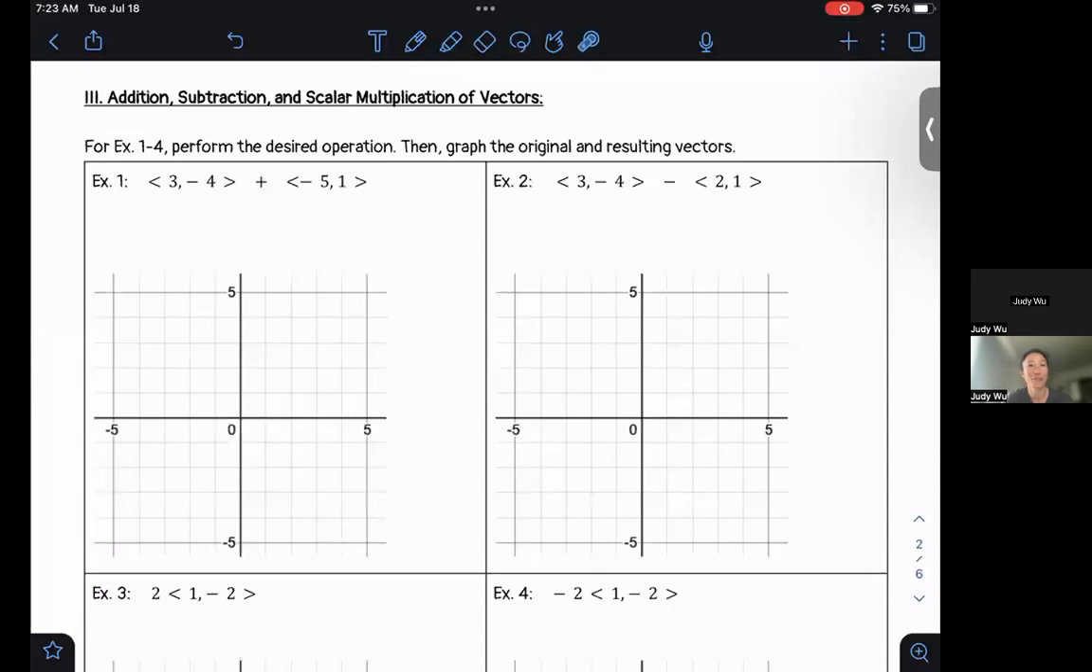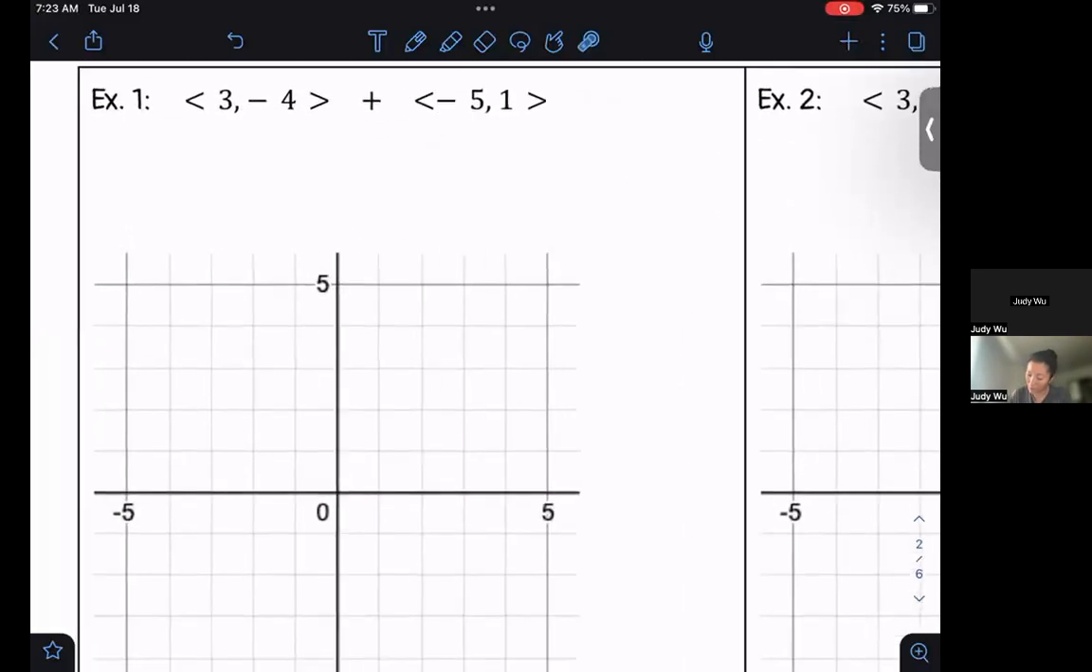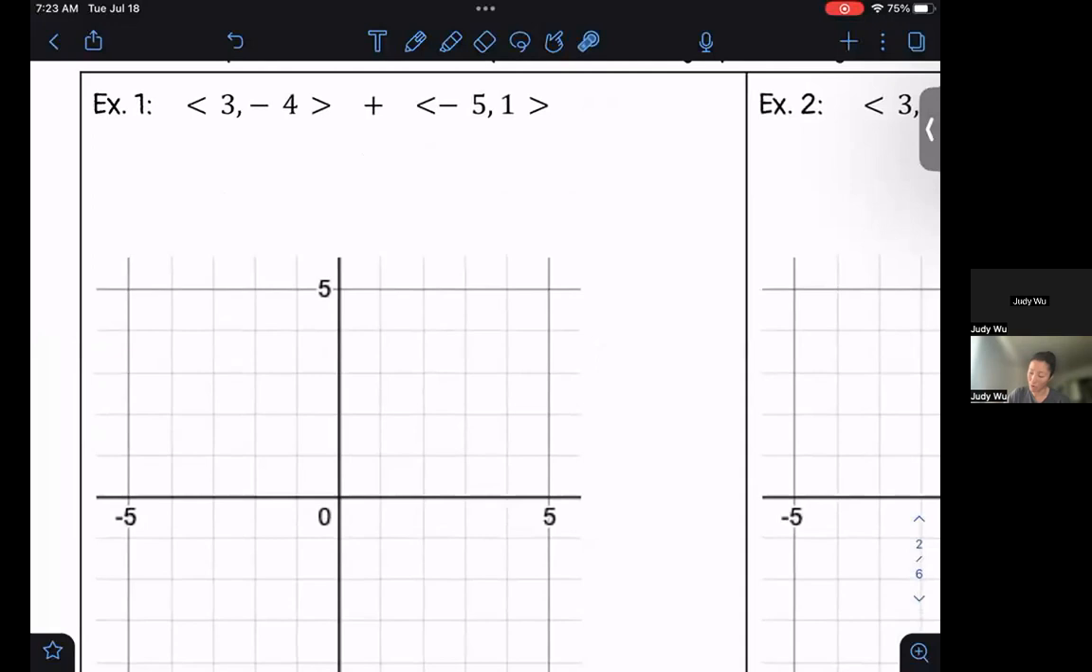And in this video, we're going to talk about addition, subtraction, and scalar multiplication of vectors. All right, we're going to take a look at 4 examples, and then we'll write out some formal notation for ourselves. All right, so the directions here say examples 1 through 4, perform the desired operation. Then graph the original and resulting vectors. Okay. All right, so let's start with number 1.